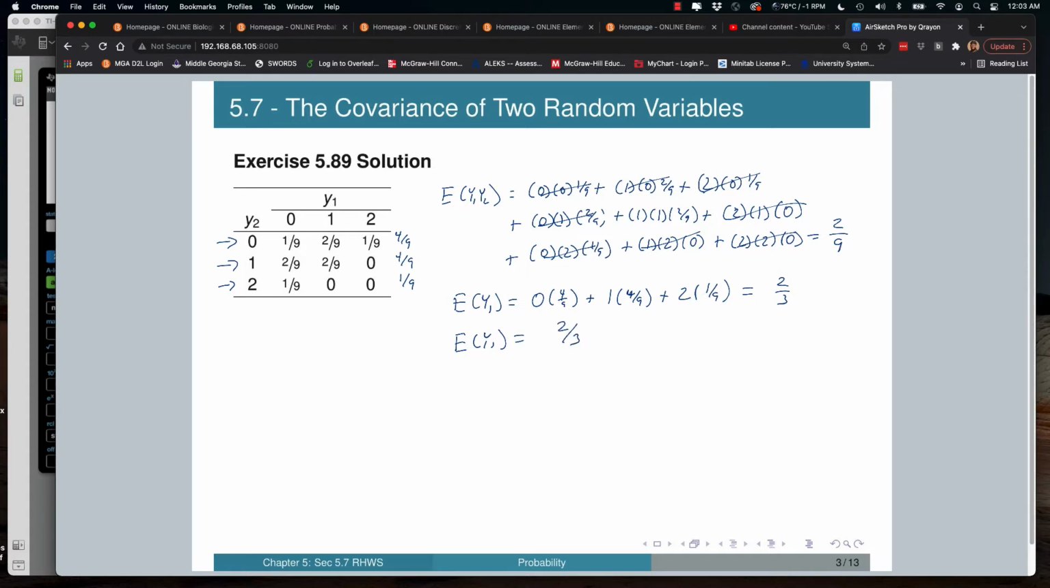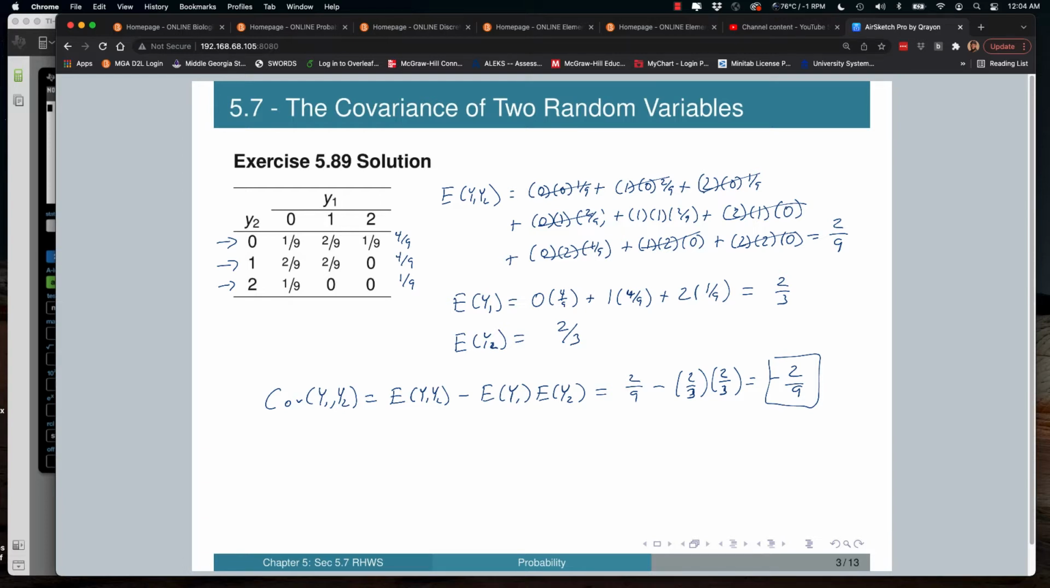So you get the same thing for the expected value of y sub 1 and y sub 2. And so the covariance of y sub 1 and y sub 2 is equal again to the expected value of y sub 1 times y sub 2 minus the expected value of y sub 1 times the expected value of y sub 2. Plugging in our good old numbers, we've got 2/9 minus 2/3 times 2/3, which gives us negative 2/9. And so it is indeed a negative covariance.